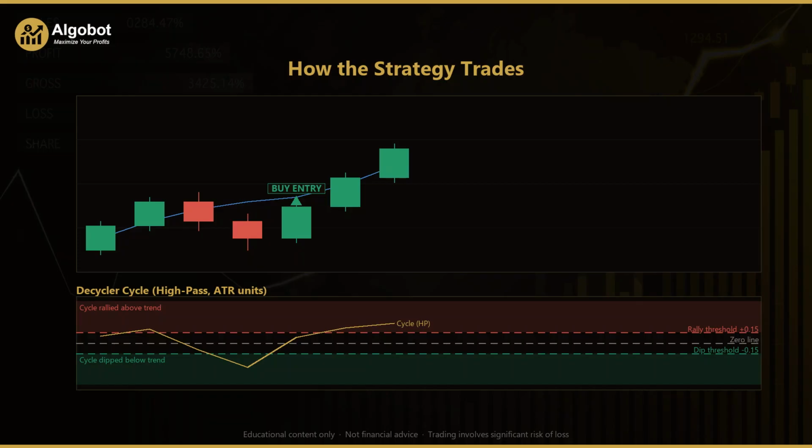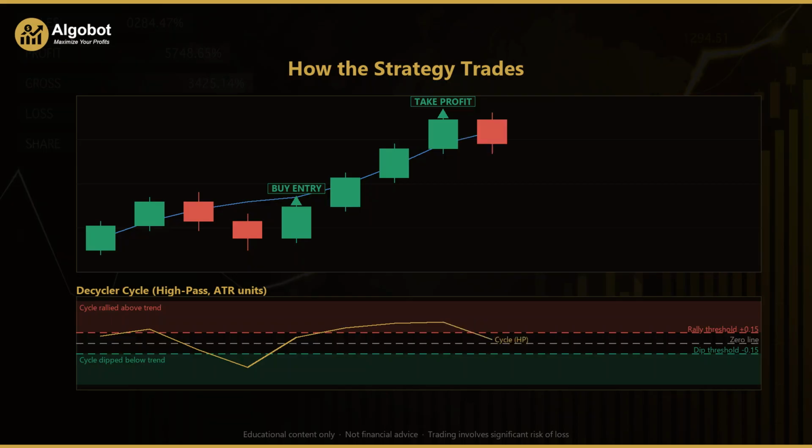Now the important moment. On the fifth candle, price turns back up and closes above the rising Decycler again. The gold cycle crosses back up through the 0 line from below. That combination, an established uptrend plus a real dip plus the cycle reclaiming 0, is exactly the long condition. The buy entry marker appears here.